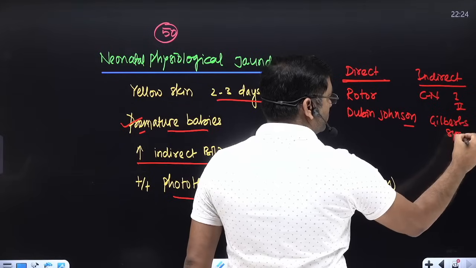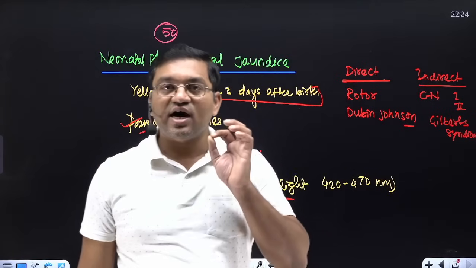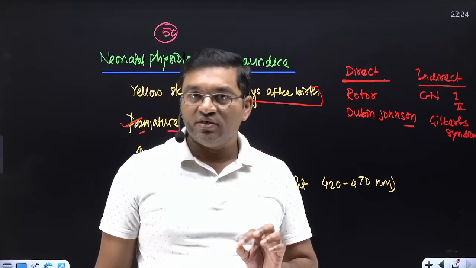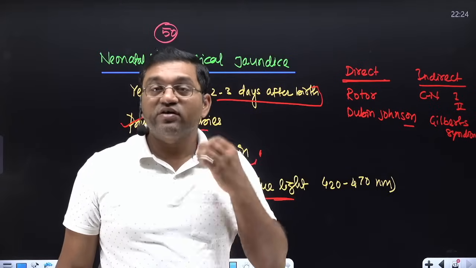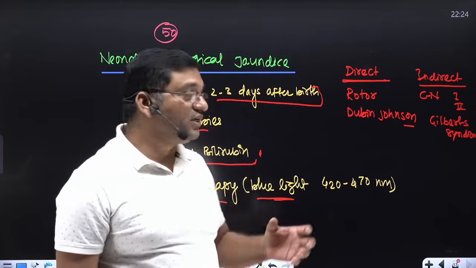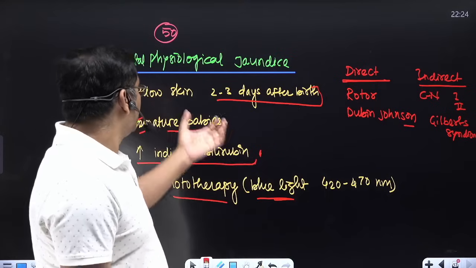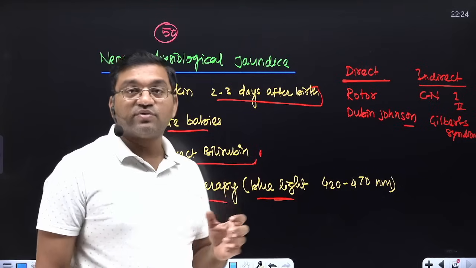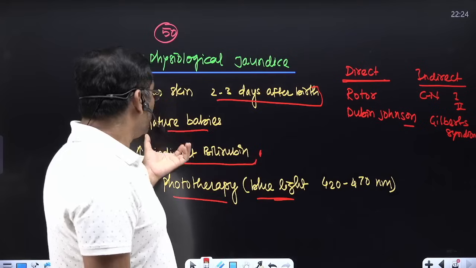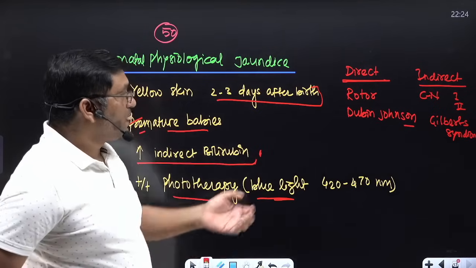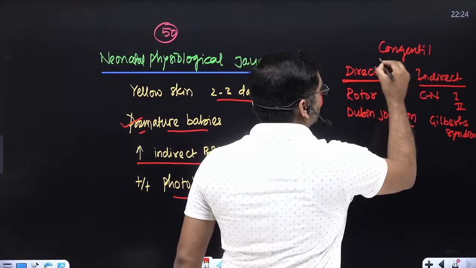If there is jaundice on the first day after birth, within 24 hours, it indicates Rh incompatibility or ABO incompatibility. Yellow skin 2 to 3 days after birth indicates neonatal physiological jaundice because of an immature hepatic system to conjugate the bilirubin. And these are the congenital causes of direct and indirect bilirubin elevation.